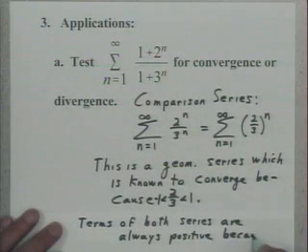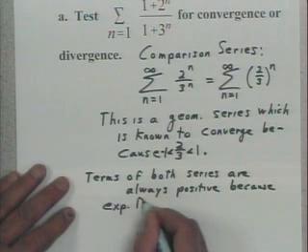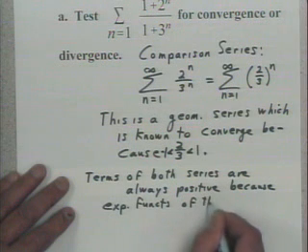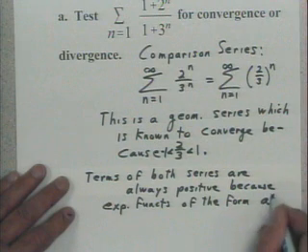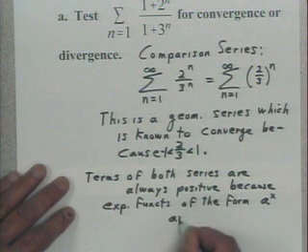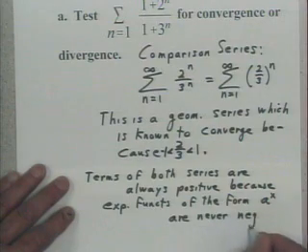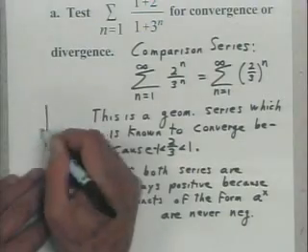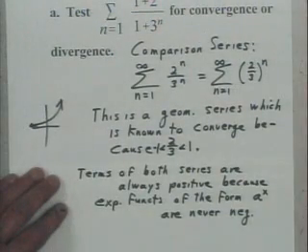because exponential functions of the form a to the x are never negative. That's how I know they stay positive. In other words, if you would graph a to the x, it's one of these things. It never gets below the x-axis.